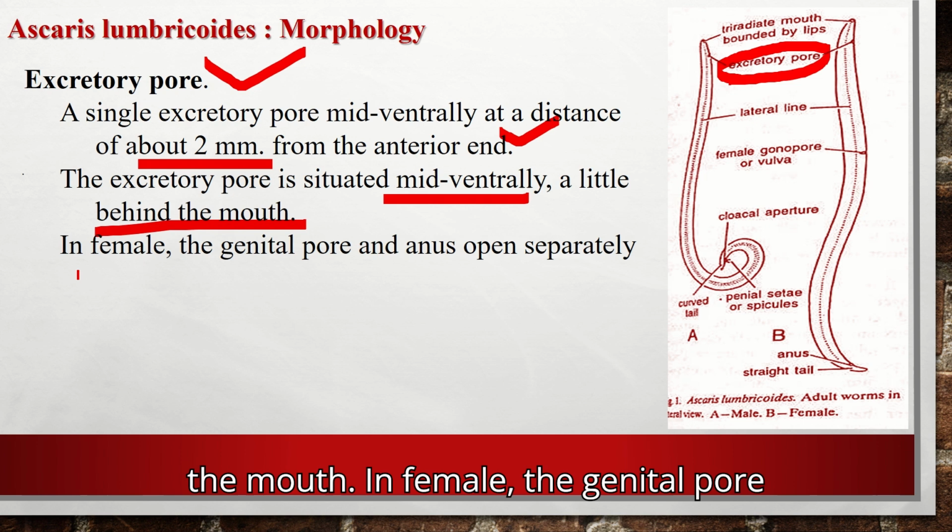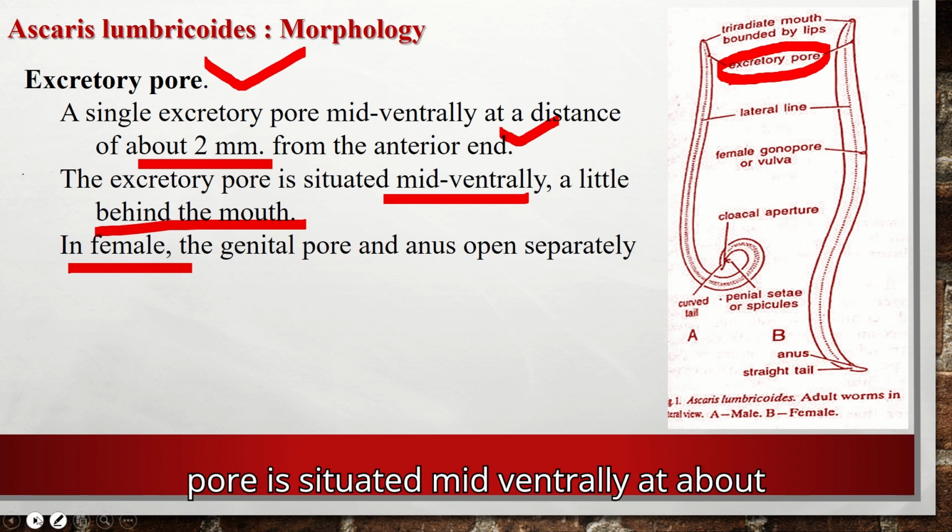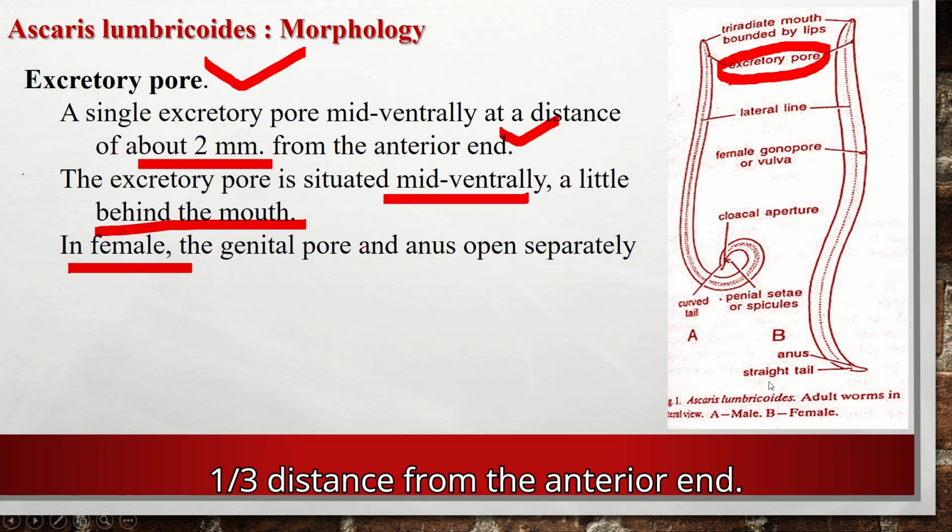In the female, the genital pore and anus open separately. The genital pore is situated mid-ventrally at about one-third of the distance from the anterior end.